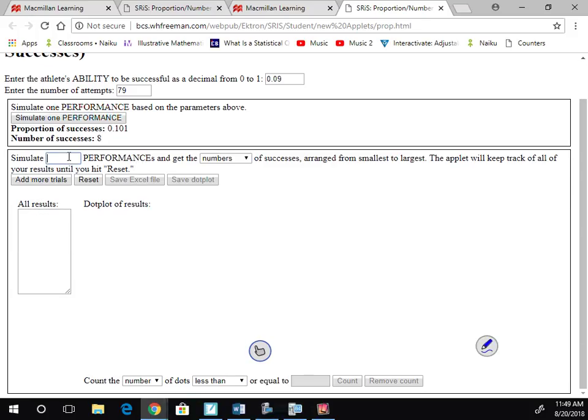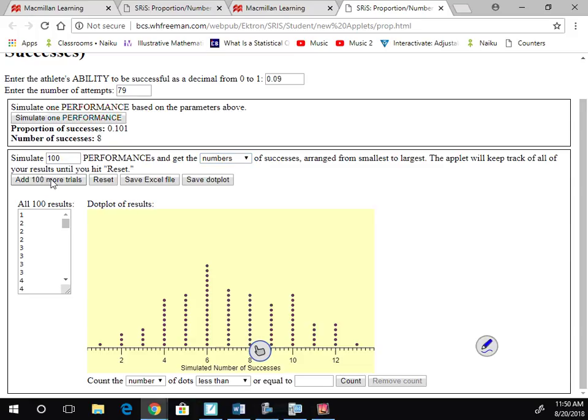Now, most of our dot plots had how many simulations on them? 100. So now I want to simulate 100 performances, and I want to get the numbers of successes. Now, you could either do numbers or proportions, but for now I want to choose numbers. They're going to arrange them from smallest to largest for us, so we don't have to do that. This applet will keep track of all of your results until you hit reset. So I'm going to add more trials. And so here are all the numbers that it gives me.